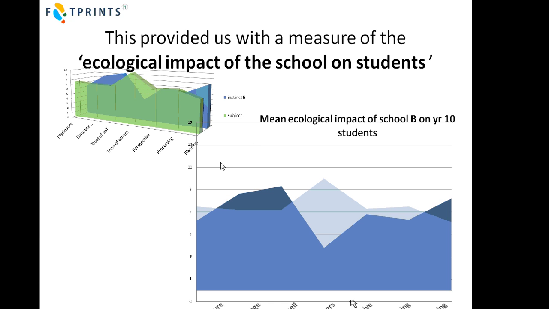We can look at that same data. Some people find it more helpful to look at it this way. Again, we've got the two profiles of the dark instinctive scores and then the ecological situational impact of school B, and this is showing us, if you like, the ecological dividend of the school, how it is affecting the overall CAS state of that population of year 10 students when they're on the school premises.